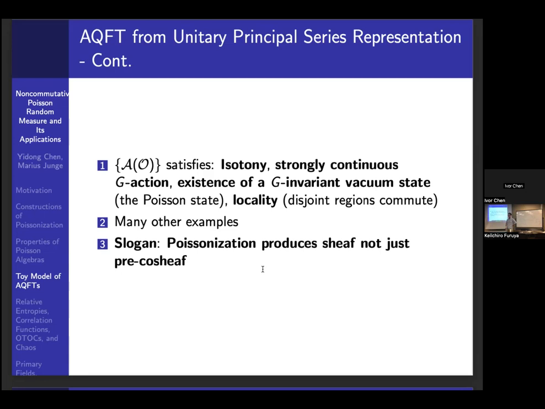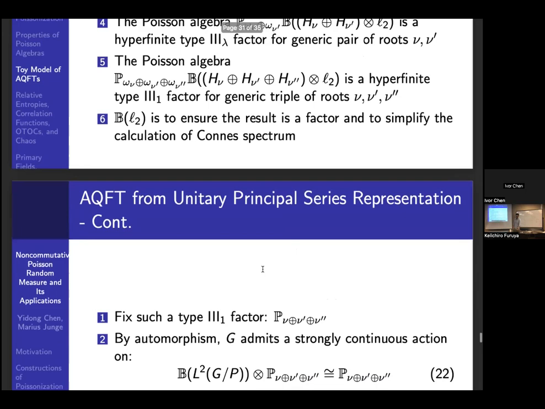Questions? I have a question. I think this is the thing that you didn't talk about because of the time constraint, but I want to know the generic recipe of how you construct local algebras out of this. Like, what's the input?